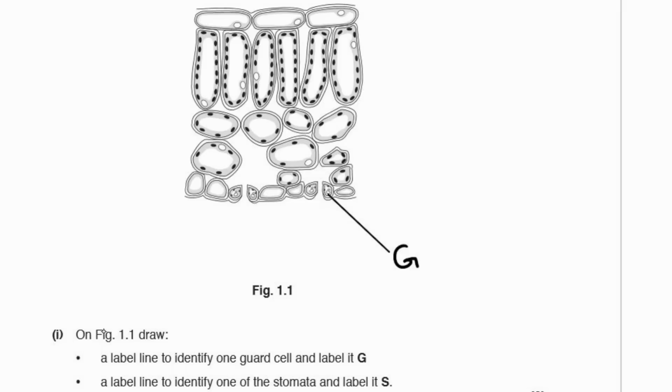And then we need to draw a label line to identify one of the stomata and label it S. So stomata is the plural of stoma, and they're the holes. So the stomata is the hole, S. All right, so there's 2 stomata.